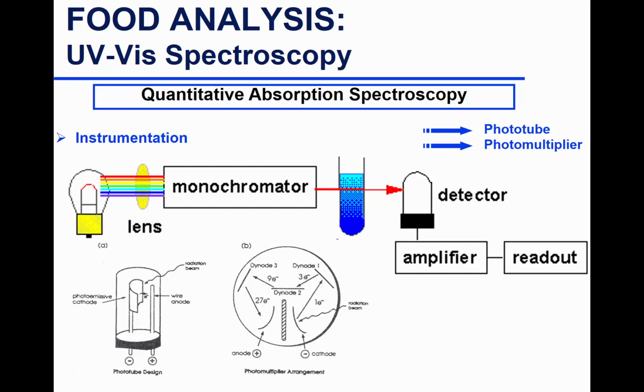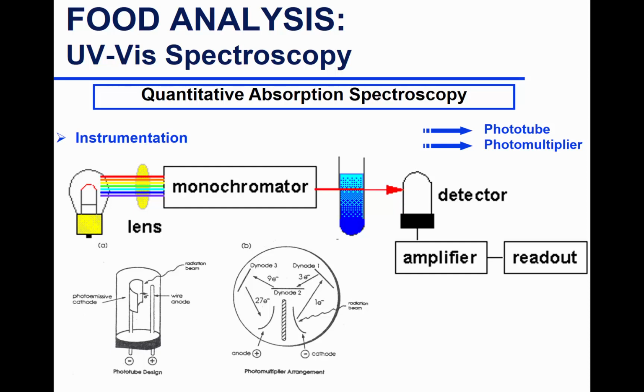So we have types of detectors, phototube and photomultiplier. In AA, we had the photomultiplier tube detector for the atomic absorption. So a phototube, here what you have is your cathode and your anode. The transmitted light or the radiation beam is going to go in and hit the cathode. An electron is going to be emitted and it's going to hit the anode, and a signal is going to be generated. And that signal will go to readout.